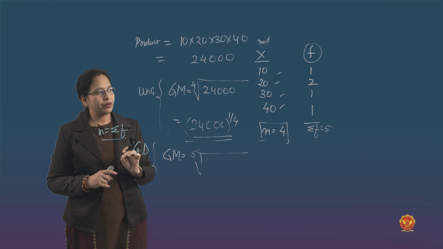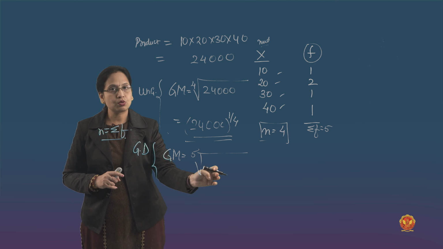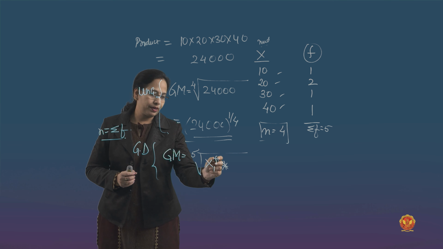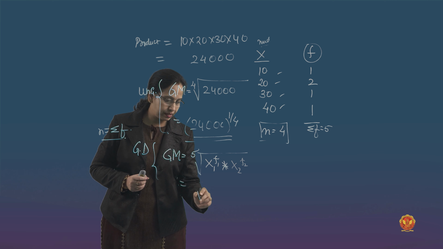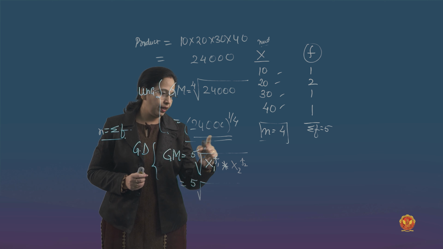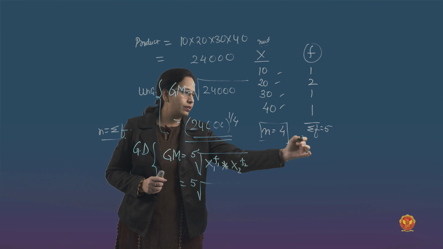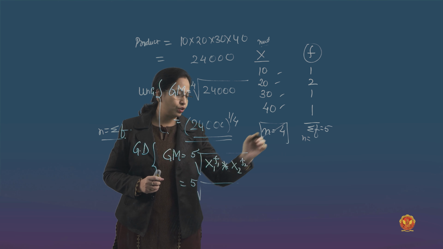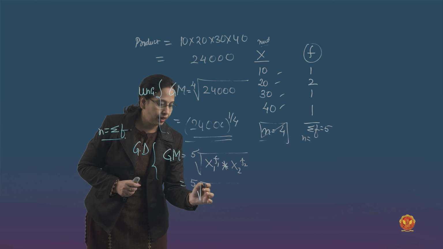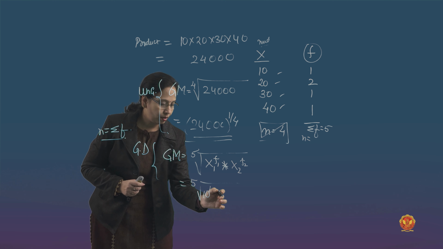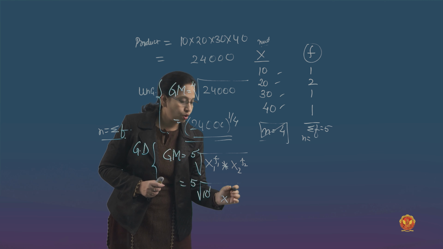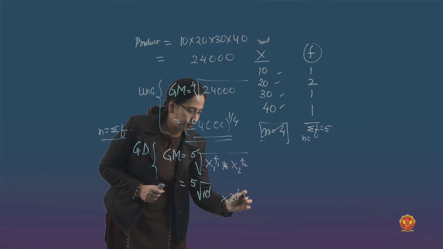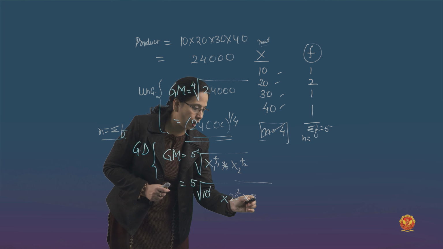When n is the summation of frequencies, it is the fifth root. What is supposed to be done over here? x1 to the power f1, x2 to the power f2, and so on. So what happens in this numerical? The fifth root, because n in this case is the summation of frequency. x1 is 10, 10 to the power 1, right? Multiply. You have to find the product. So we multiply x2, 20 to the power 2, multiply 30 to the power 1, multiply 40 to the power 1.